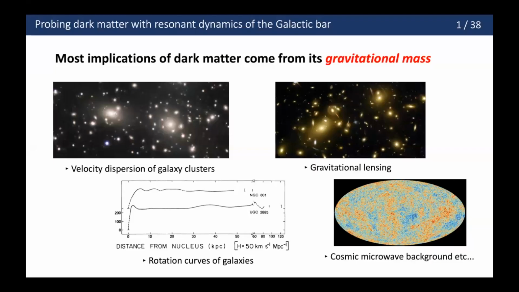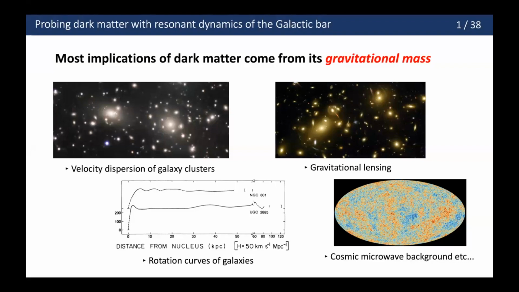Okay, so first let me describe why we need a new approach to probe dark matter. Okay, so as you all know, the existence of dark matter has been implied from several observations. Here I'm just listing a few of them. The problem that I want to raise here is that most of the implications of dark matter that we have so far only measure the gravitational mass of dark matter. Gravitational mass in the sense that we are only detecting some anomalies in the gravitational potential that cannot be described by the Newtonian gravity of the baryons alone.